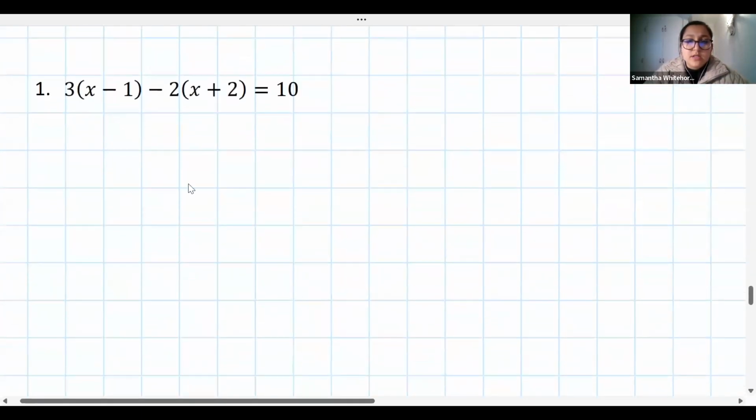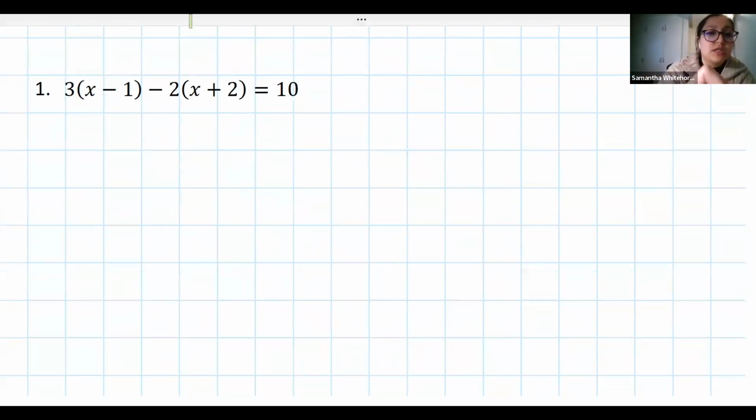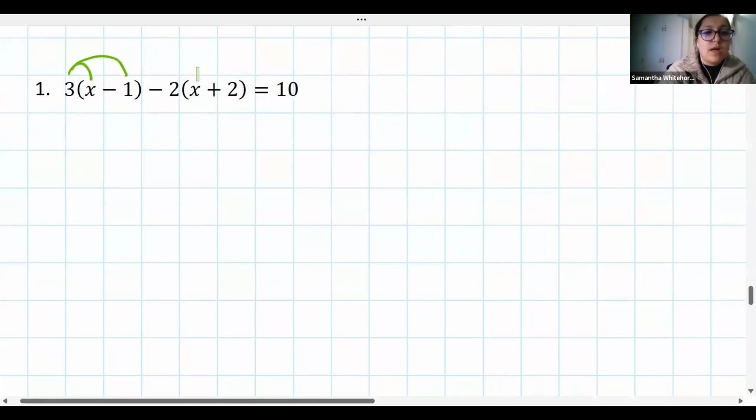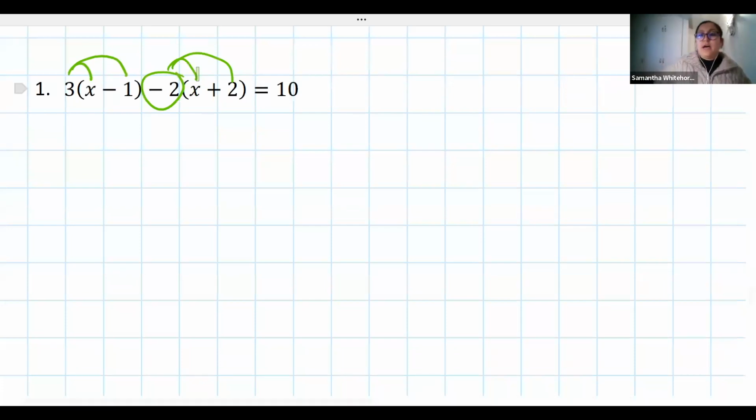Right, let's have a look at this one. I'm going to give you 3 minutes to work this out, to try it, and then I'm going to go through the answers. So again, remember what you need to do is distribute. So we need to multiply the 3 to the x and to the -1, and this -2 to the x and to the +2. Give it a try. Like I said, I'm giving you 3 minutes and then I'm going to go through it. And remember, it is poll day, so you do need to be here for the poll.